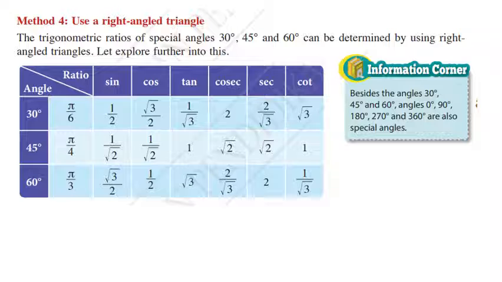Okay, last method. Method 4, use a right angle triangle. The trigonometric ratio of special angles, we have 30, 45 and 60, can be determined by using a right angle triangle. Let's explore further into this. So this is the table that you need to remember, what is the value if the question asks you about a certain angle. These angles, 30, 45 and 60, we call special angles.